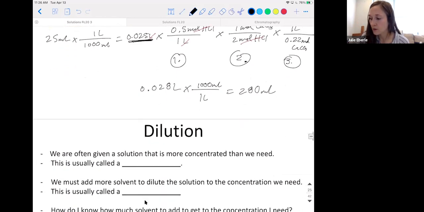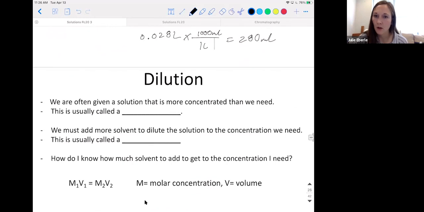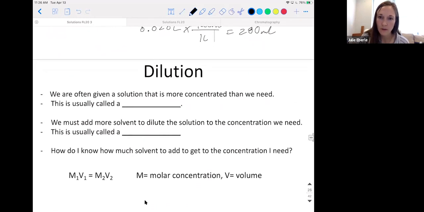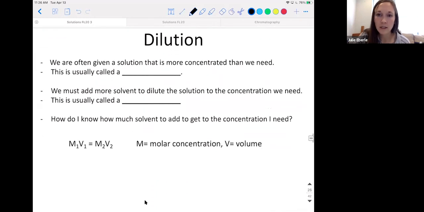And we're going to move on to a different aspect of solutions. All of chapter 9 is on solutions, and we need to talk about the fact that sometimes you have to dilute solutions. This is a familiar concept, you know what diluting is. But there's an equation that represents how you go about this.